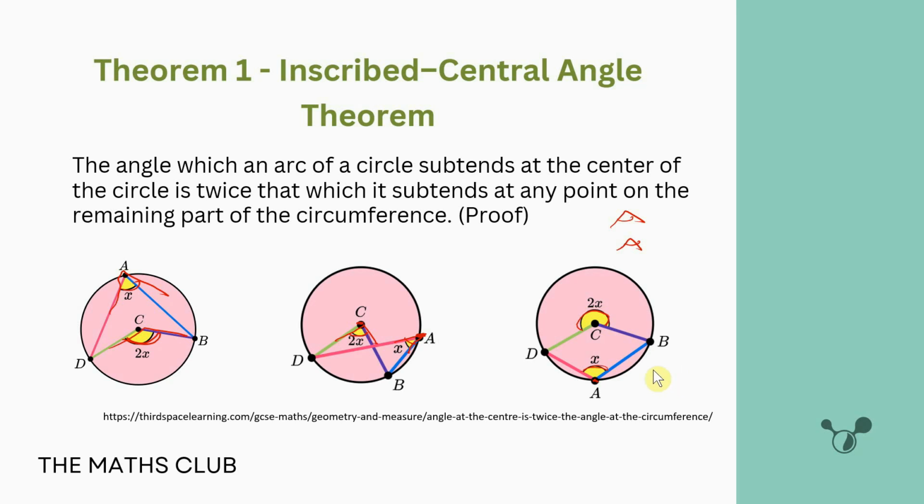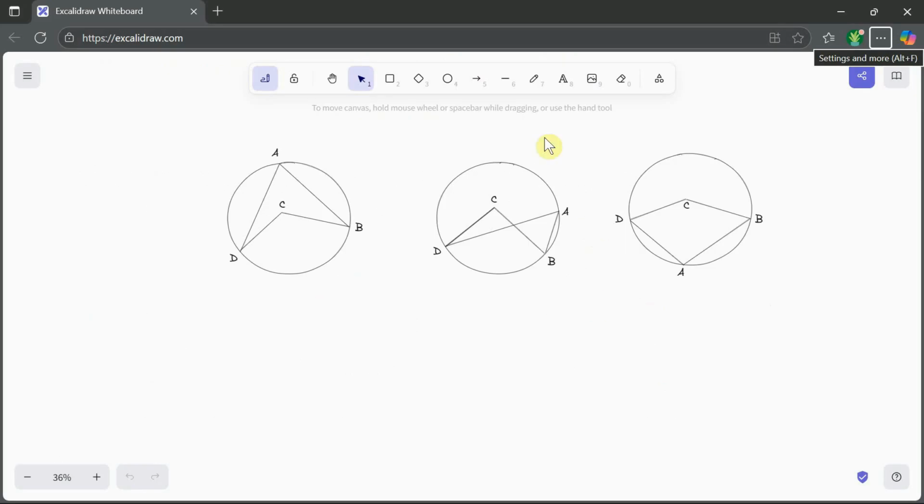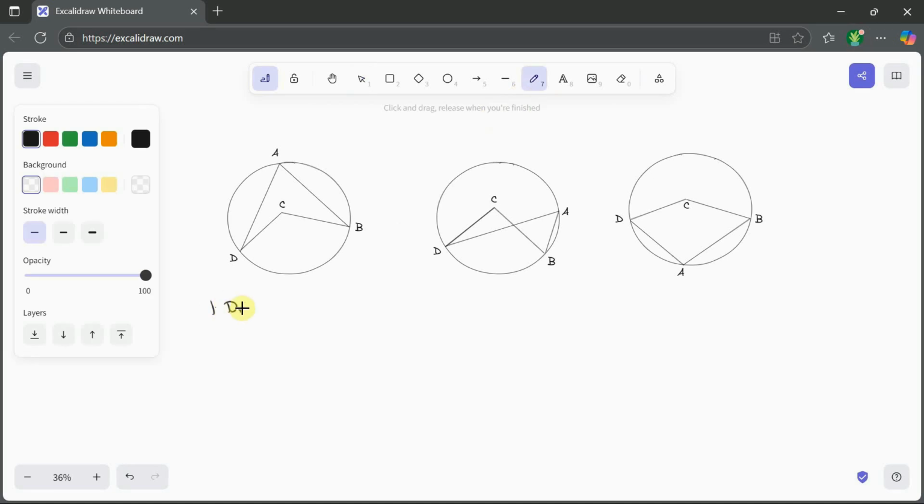So let's go to the proof. So the first thing I will do is, let me see. Step 1, you draw a line through A and C to a point P.